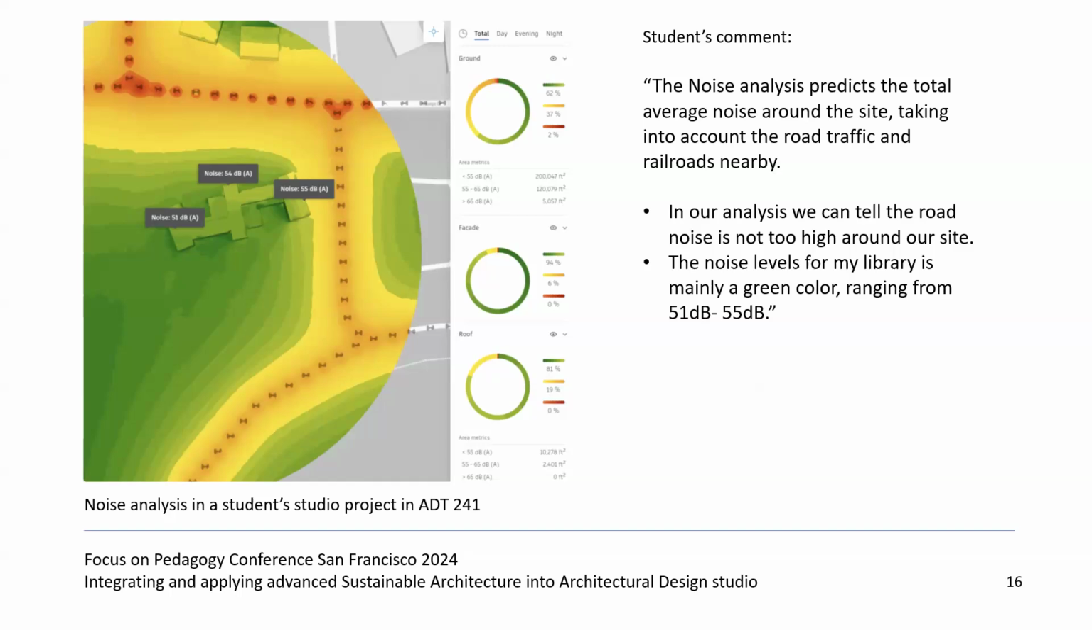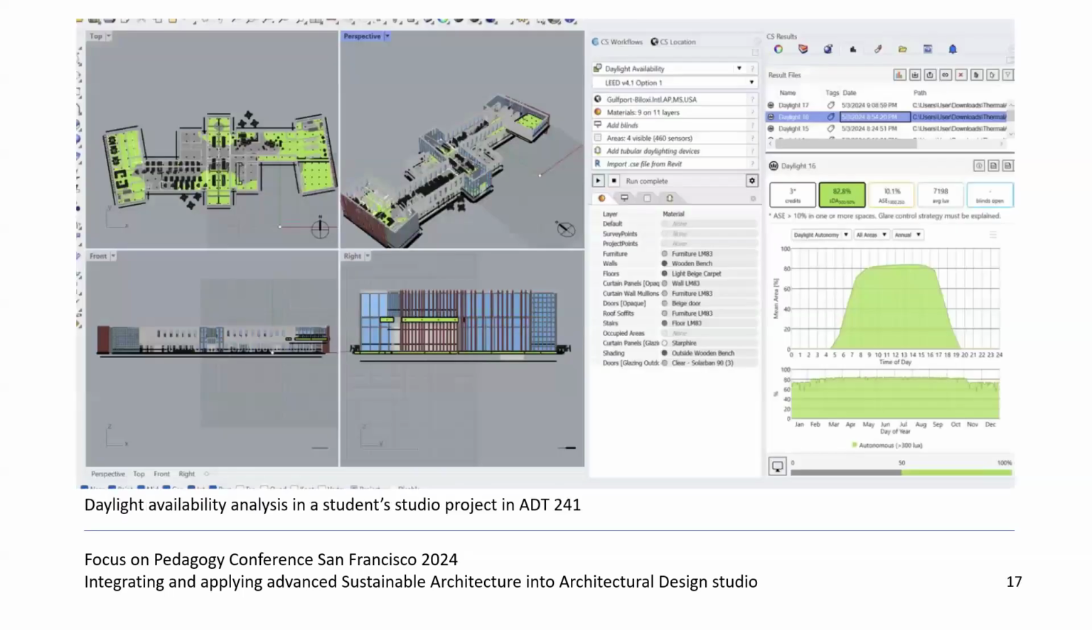So here you can see that based on the average daily traffic, they didn't have any challenges with noise on their site. They also did their own daylight availability, ASE, and average lux in their design. So they understand on which part of the building they have glare, and which part of the building they need more daylight. And as you can see, 82.8% of the area in this project receives sufficient daylight. And the ASE, which is the measure of the glare here, is only 10%, which is great. And the average lux is 7,198.